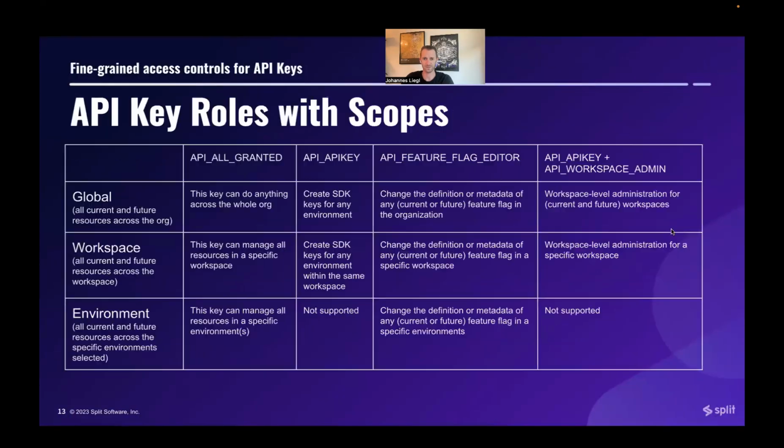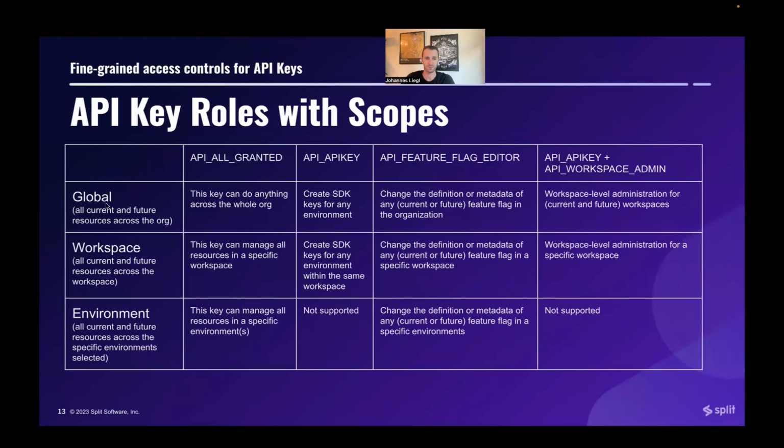So we've talked about the roles. Let's talk about scopes. So the roles you can see in the horizontal dimension here, and the scopes in the vertical dimension. And as explained before, roles define which resources or endpoints an API key has access to, and scopes define in which environment, workspace, or organization they can access objects.